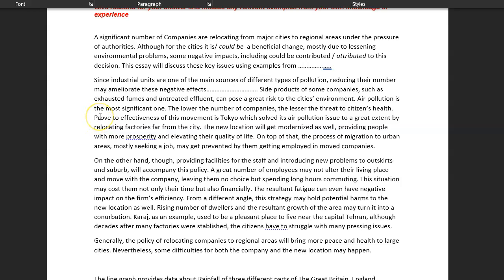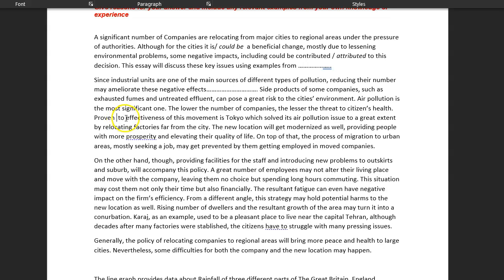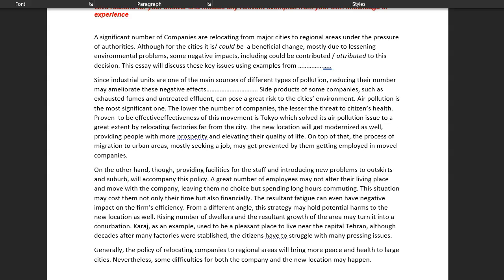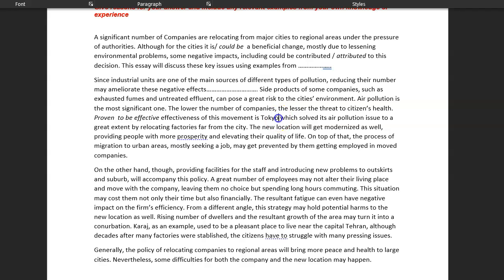Proven to effectiveness at the moment is Tokyo. Proven to its effectiveness, I think you'd have to have. Nice. Proven to be, I mean, the most natural would be proven to be effective. So, to me, if you're going to start with that, then you should have this: proven to be effective at this moment is Tokyo, comma here, because you're going into a relative clause, which solved its air pollution issue to a great extent by relocating factories far from the city.